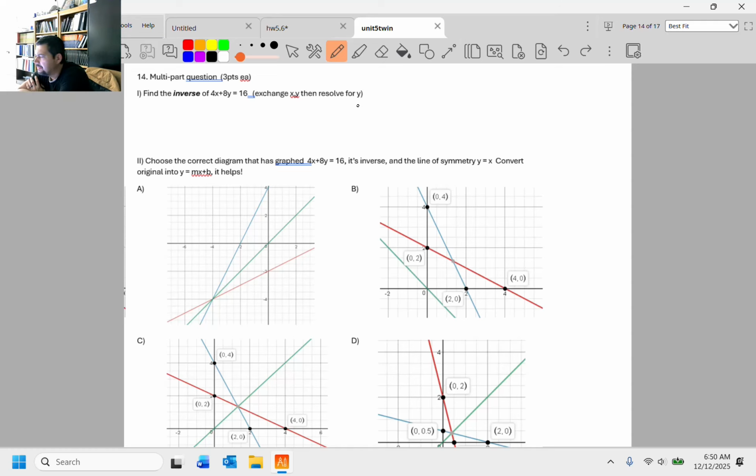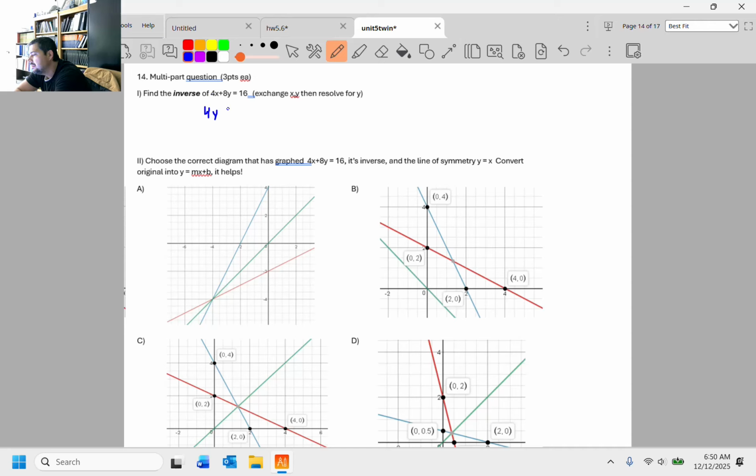All right, the last part of your twin. First one, number 14: find the inverse of 4x plus 8y equals 16. I literally have the instructions for you. Exchange x and y and then resolve for y. It's so easy. So easy, SpongeBob could do it.